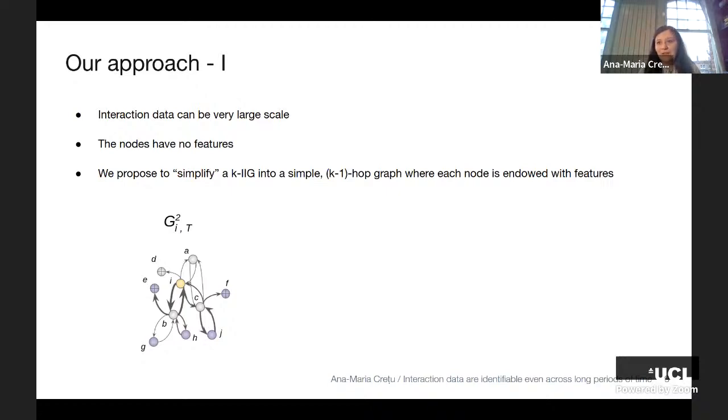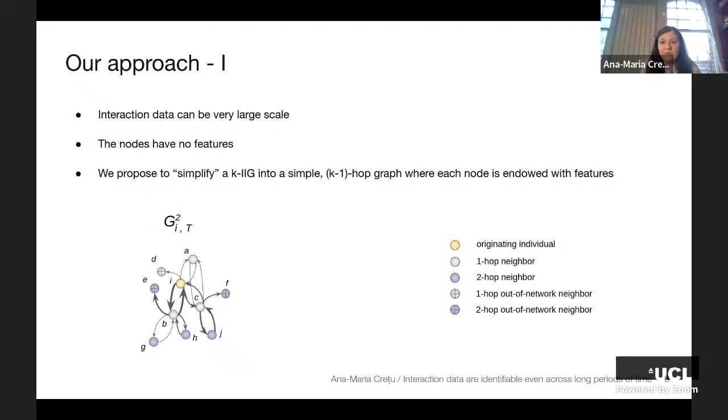And these methods, in order to scale, need to use node features, and the features need to be informative. Another important aspect is that data sets such as interaction data usually have in-network people, about whom data is collected and a lot of data is available, so you can summarize it into node features, as well as out-of-network people, about whom not a lot of data is available. They're just adjacent to people who participated in the collections.